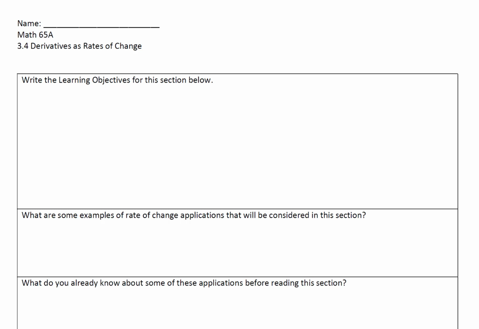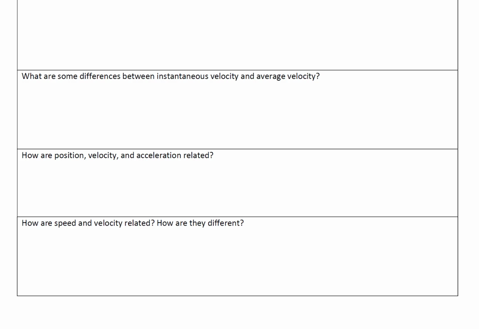We're going to start our discussion of section 3.4 by reviewing a few things you should have learned while doing your reading homework. Some things we've already learned about. Instantaneous velocity can be represented by the slope of a tangent line on a graph, while average velocity would be the slope of the secant line.